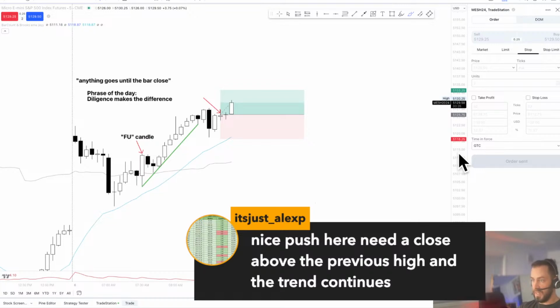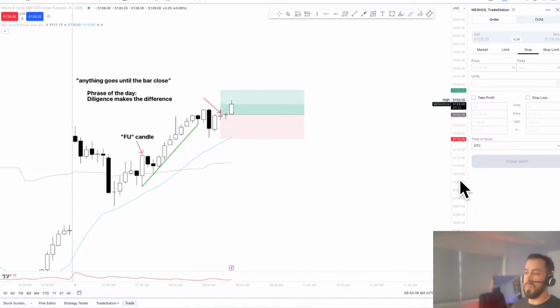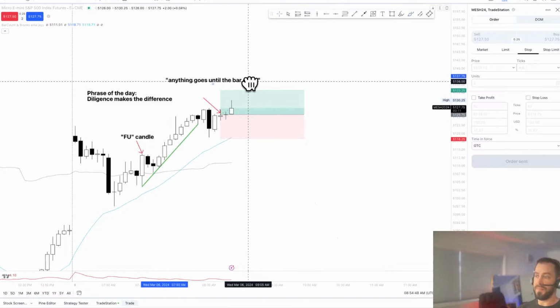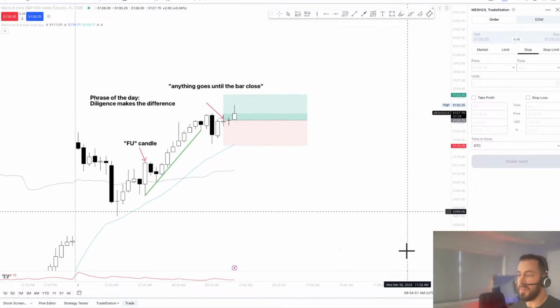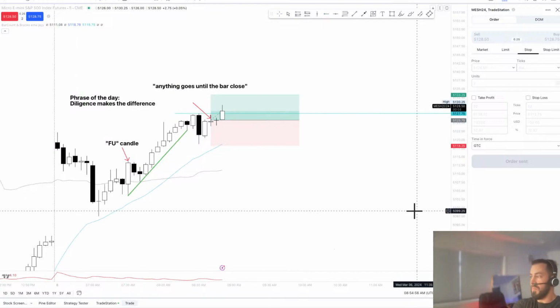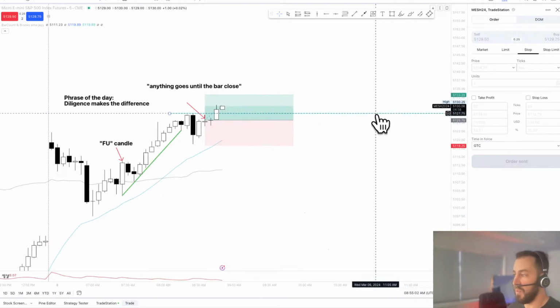37 seconds on the candle. Looks like the bulls are going to get it. 30. 25 seconds. Let me put this right here. There's the high. 3, 2, 1. Got the close above the high. That will cause some bulls to buy.